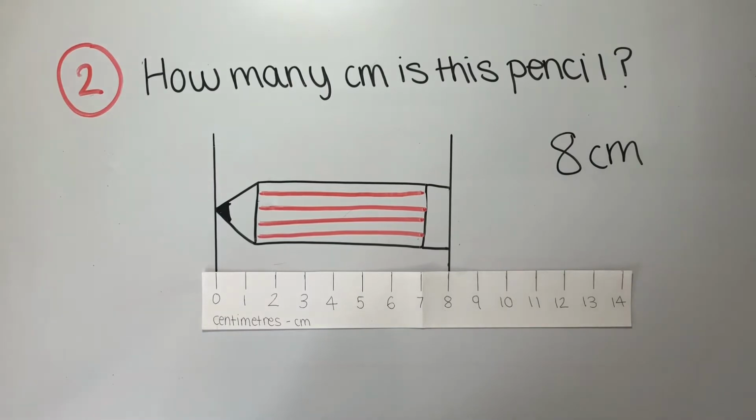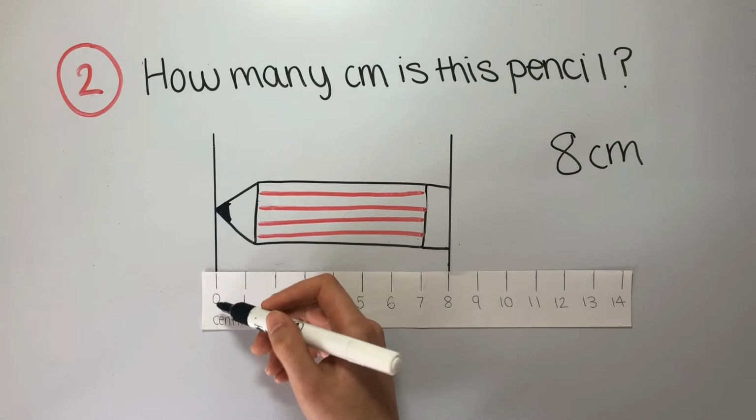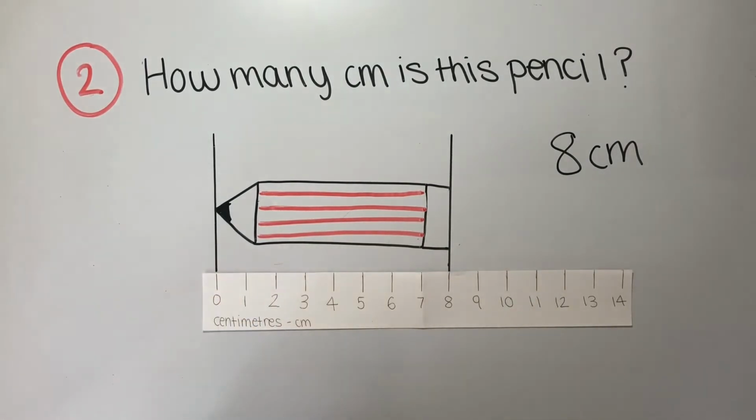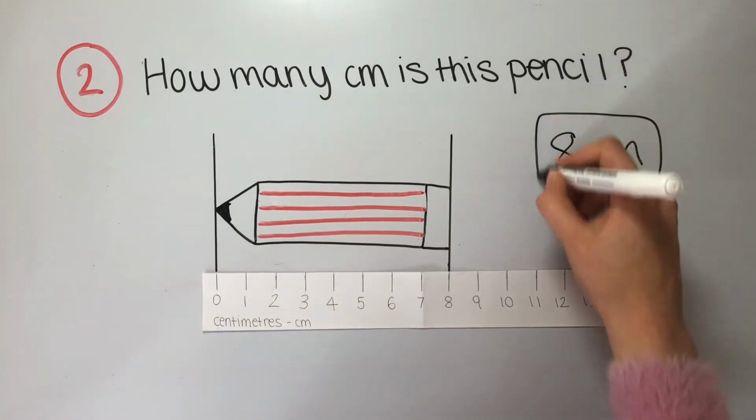So the key point that you need to remember is to place your ruler at 0. We can't place it here because you'd get the wrong answer. It needs to be at 0. And our answer is 8 centimetres.